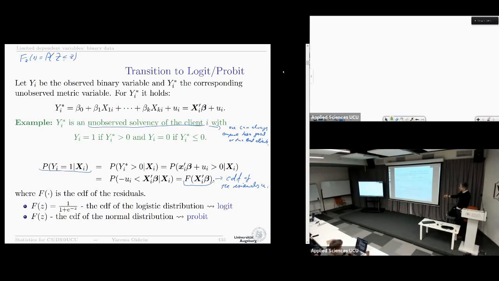The two most popular approaches are the distribution function of the standard normal distribution, with which we end up with the probit model, and the distribution function of the logistic distribution, which has a lot of different mathematical advantages. Then we end up with the logistic regression and the logit model.